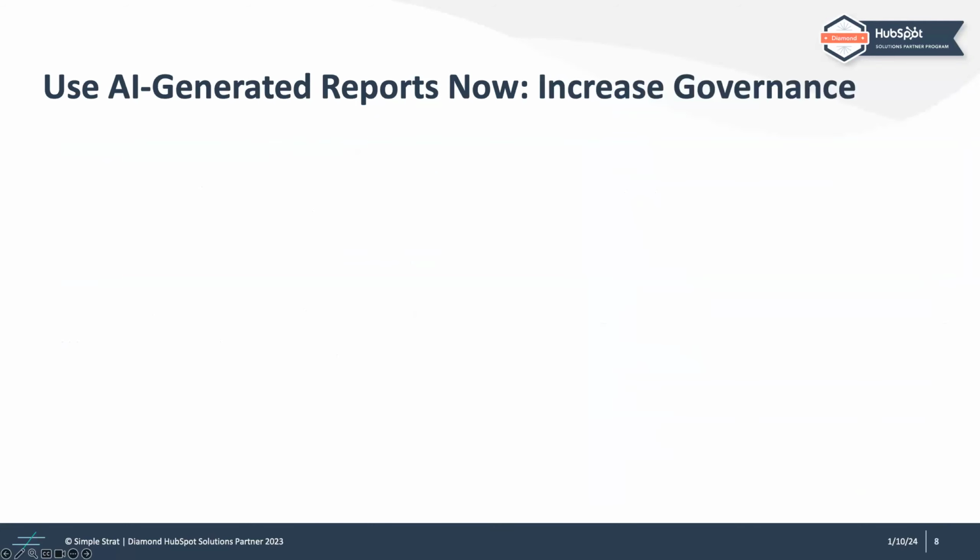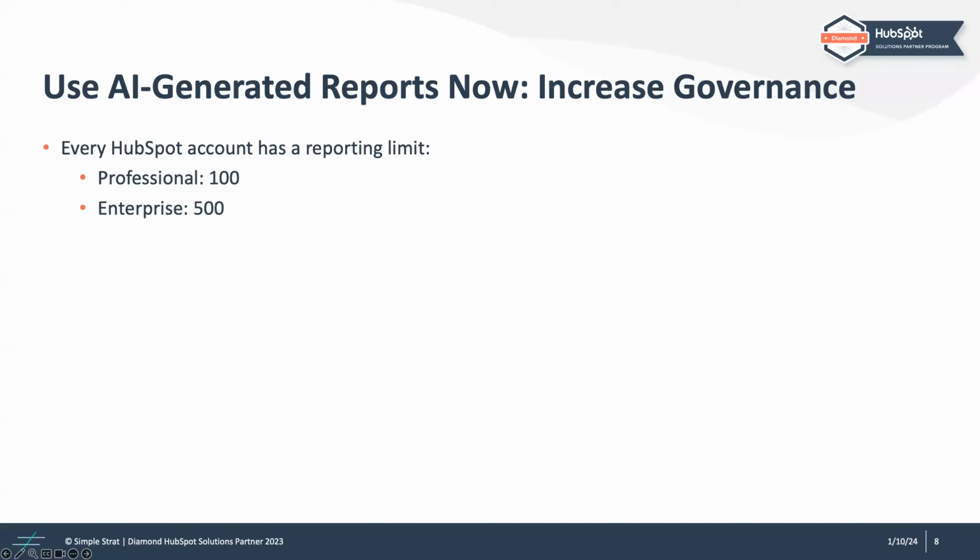Now, there is one caveat to this, and our recommendation, especially once this feature goes out of beta and becomes live, is that your company looks at how you're managing your reports. So increase the governance around your reports. There are a couple of reasons for that. The first part of the reason is that every HubSpot account has a reporting limit. There are a lot of limits in HubSpot that I very rarely see our clients hit. The reporting limit is probably one of the most common limits that I see our clients hit.